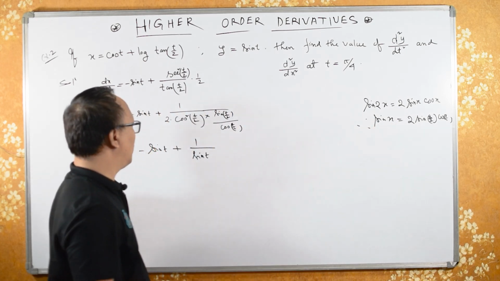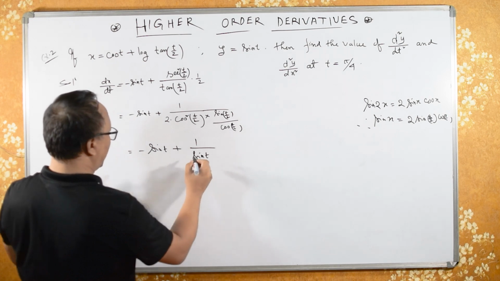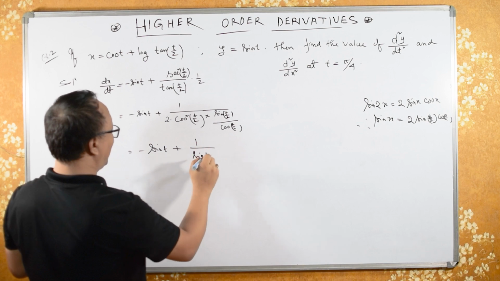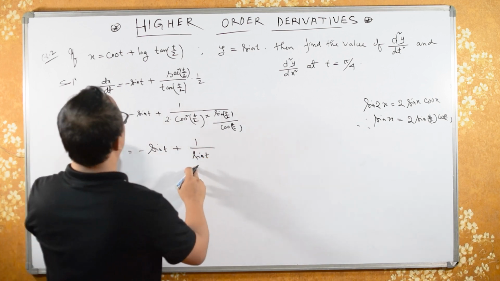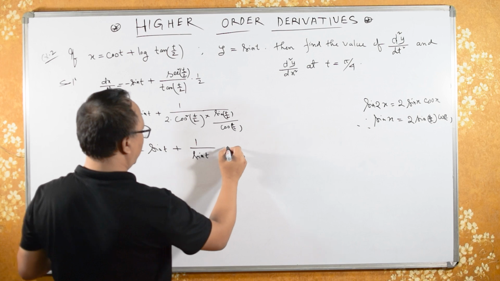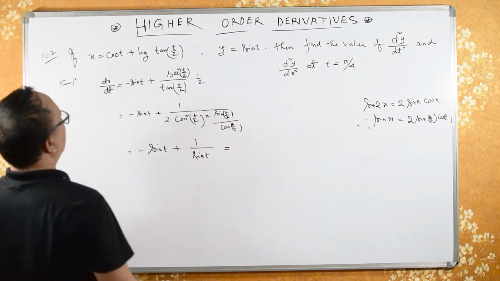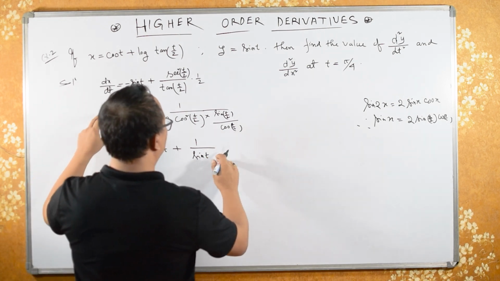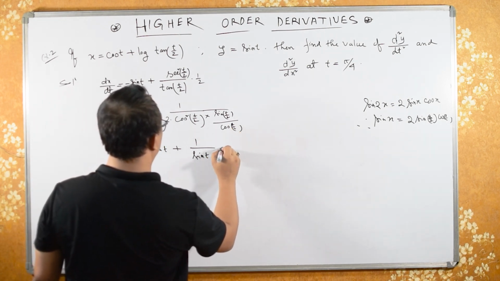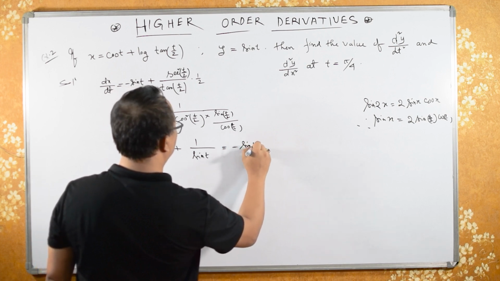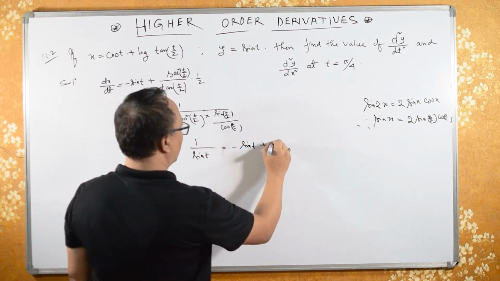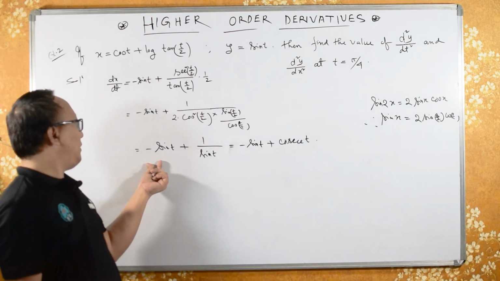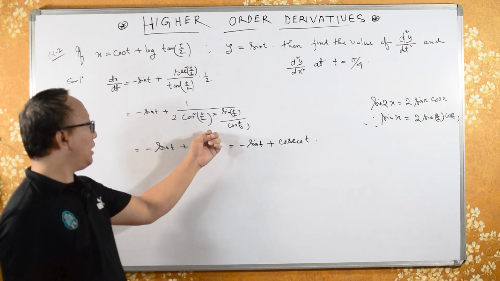Is equals to minus sin t plus 1 upon, this will be what? Sine of t. Why? Because we have 2 sin t by 2 into cos t by 2, which is sin t. Okay. Now, you can keep like this, or 1 by sin is cosec. Okay. So it is equals to minus sin t plus 1 by sin, which is cosec t. Minus sin t plus what we have? 1 upon sin t.